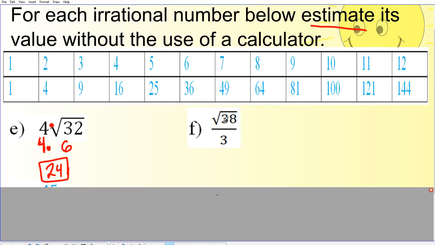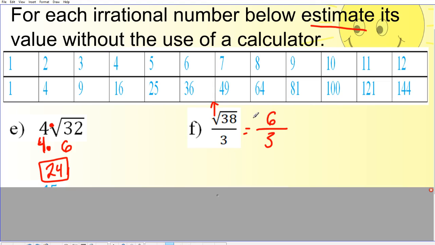Letter F, square root of 38 divided by 3. Okay, so I'm going to take whatever I estimate square root of 38 to be, and then divide that by 3. So square root of 38 is between 6 and 7. Is it closer to the 6 or is it closer to the 7? It's closer to the 6. It's almost 36, just a little bit higher. 38 is definitely closer to 36 than 49. So this number is about 6.